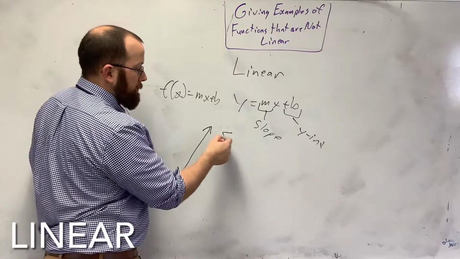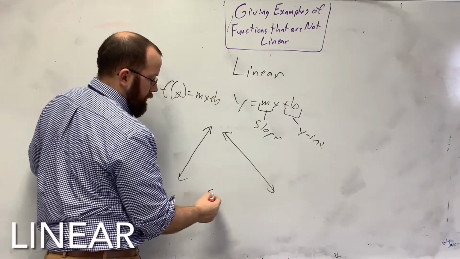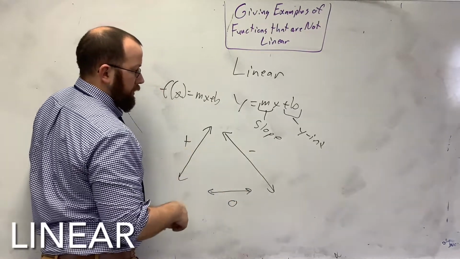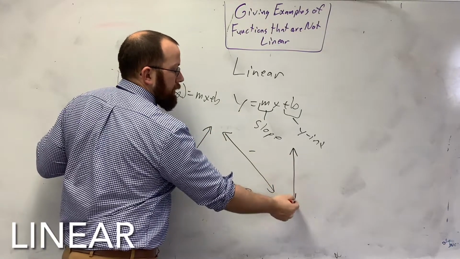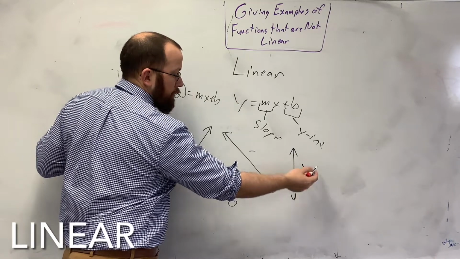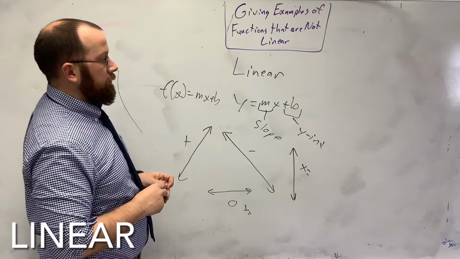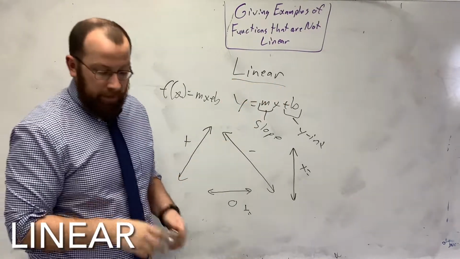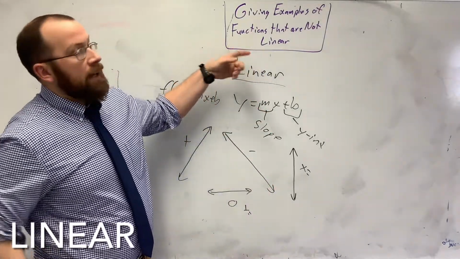Whether it's positive or negative or zero. Now if you're not talking about a function, you're just talking about a linear. You also have this. This is not a function, but this is x equals whatever. This can be y equals whatever. So it depends on what it is, but they are all straight lines when you have a linear. So this is giving examples of functions that are not linear.